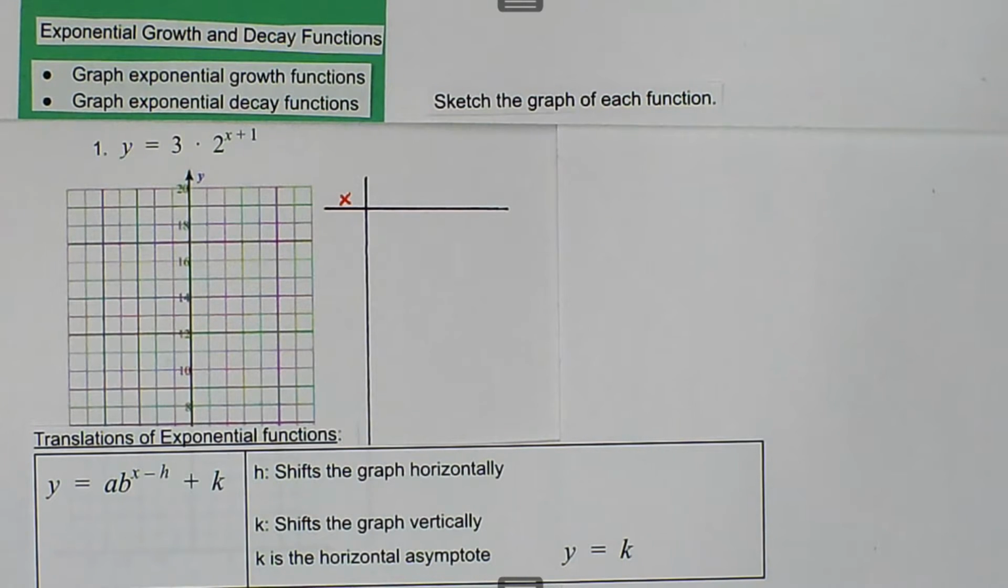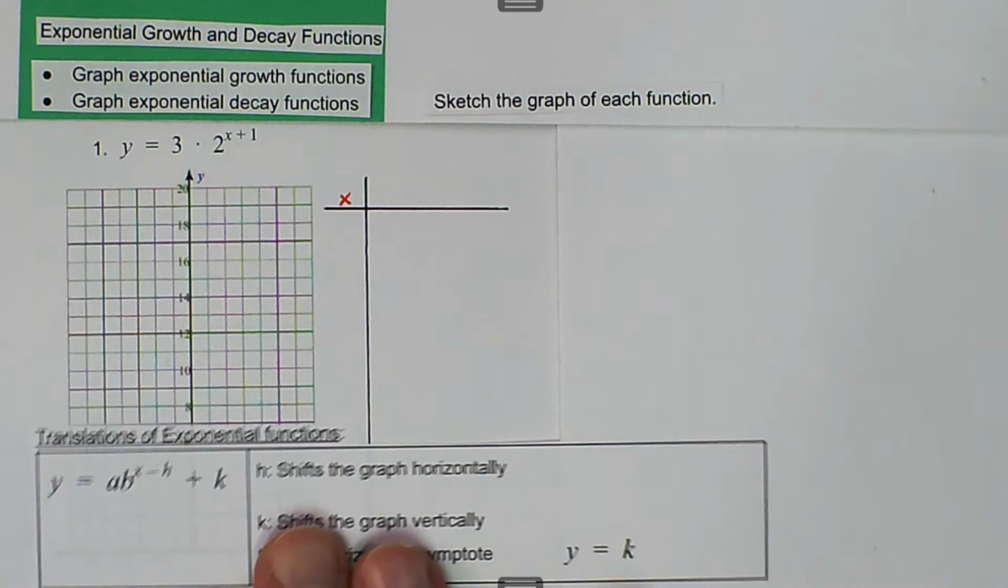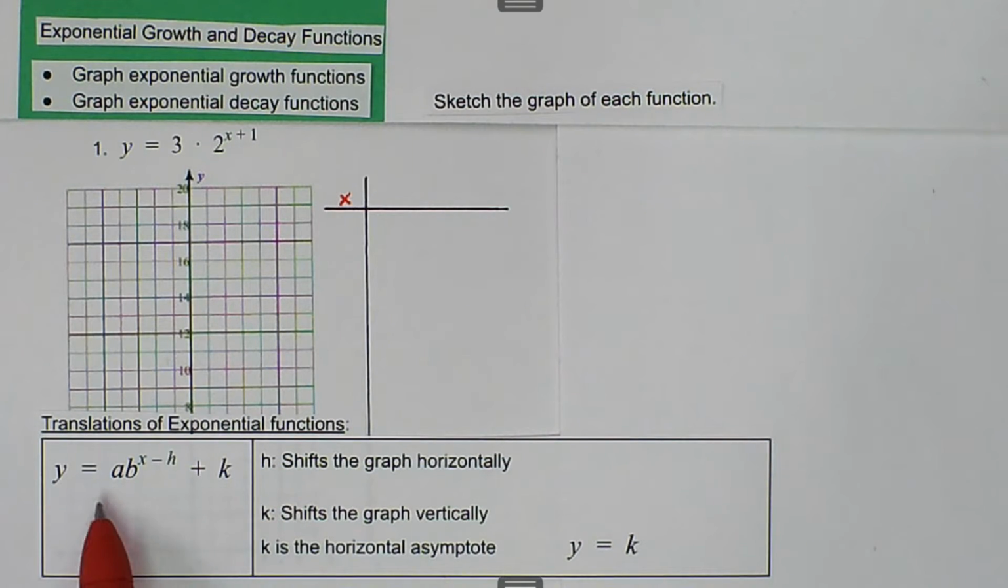We were talking about exponential growth and decay functions, and we want to be able to graph exponential functions. So here we have y equals 3 times 2 raised to the x plus 1, and that is going to be of the form y equals ab to the x minus h plus k. And the big thing is the k is the horizontal asymptote, or shifts the graph vertically.